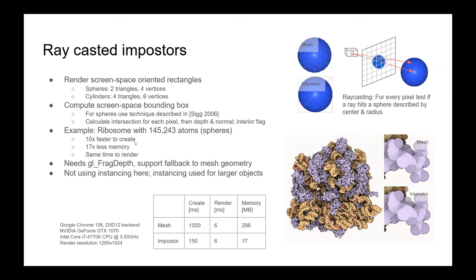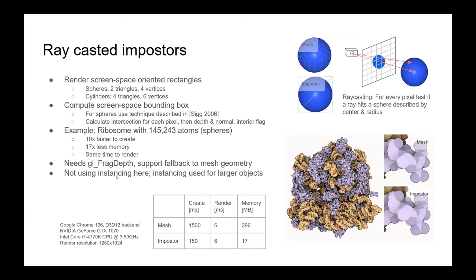That's super helpful. I put together an example for a big molecule with 150,000 atoms, just rendered as spheres, and it's 10 times faster to create them this way than to create meshes on the CPU side and then push them. Most likely that's because it just uses a ton less memory, but in the end it takes about the same time to render them. One caveat is that you need frag depth for that. Some older devices just have WebGL1 and maybe not the hardware capabilities, so you need to fall back to just the mesh geometry.